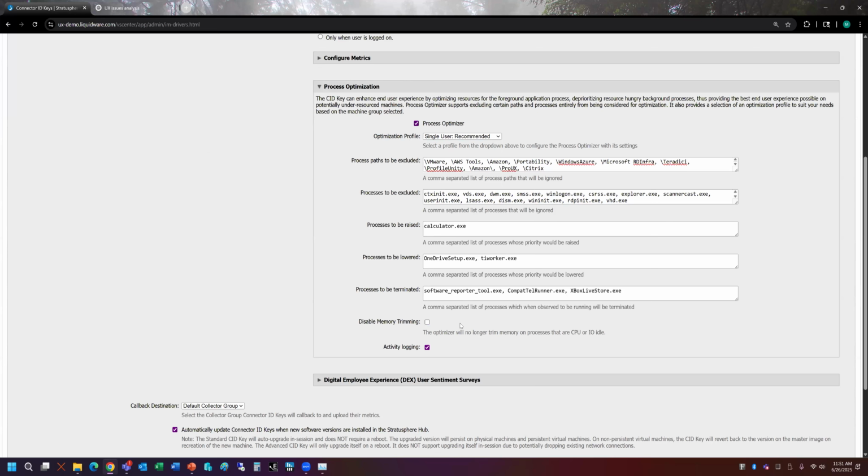The golden rule here is that if you have more IOPS than memory, you enable memory trimming. If you have more memory than IOPS, you disable memory trimming. In my environment, IOPS was a problem, so I'm going to disable it.